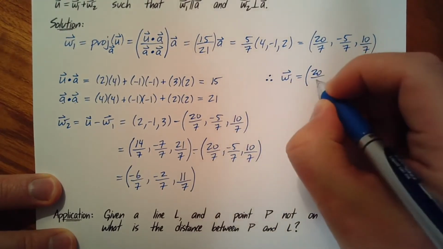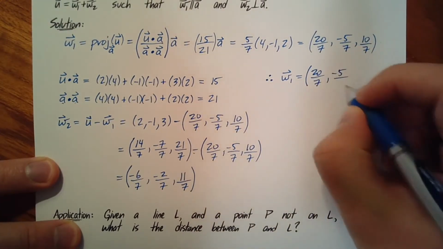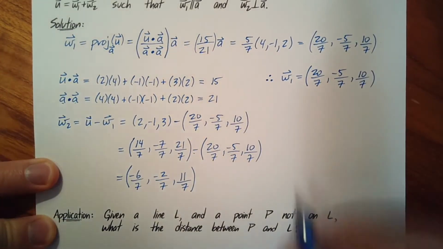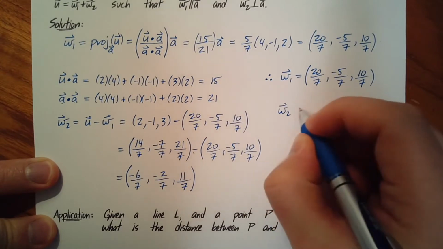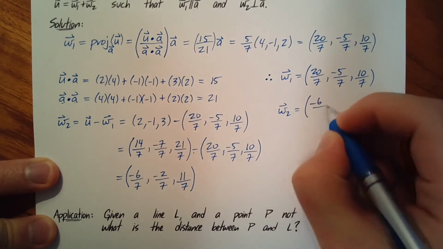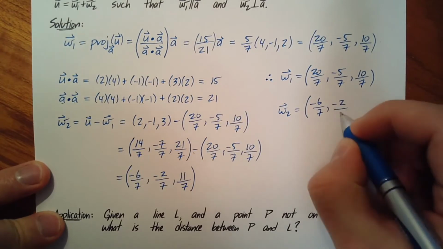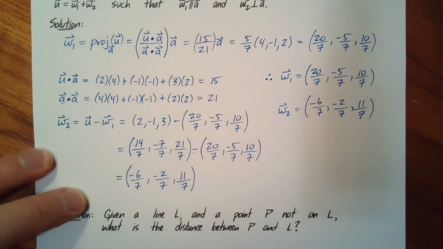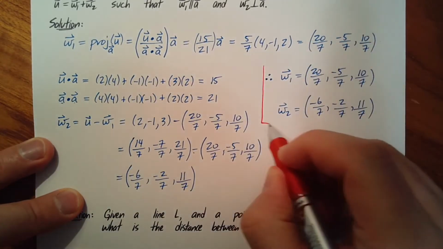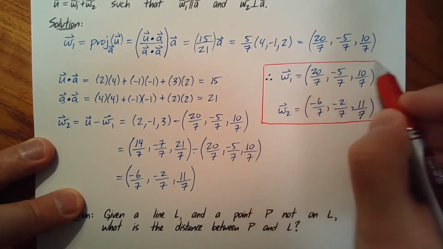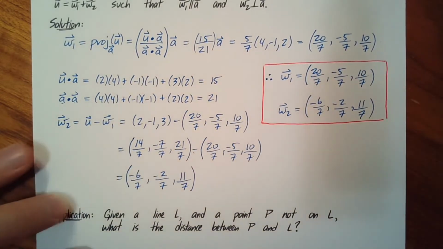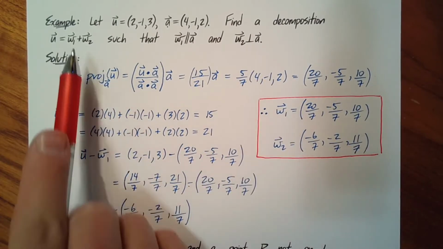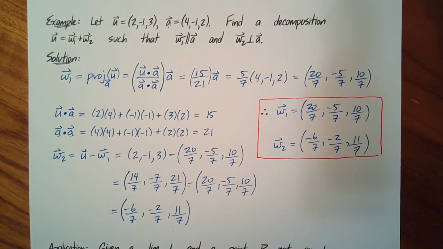So 20 over 7, negative 5 over 7, and 10 over 7. And then W2 will be negative 6 over 7, negative 2 over 7, and 11 over 7. And then we can just put a box around that and identify that this is our decomposition. These are the two vectors, W1 and W2, that were really asked for in the question. We wanted to find this decomposition. Really, that means find these two vectors, and that's exactly what we did down here.